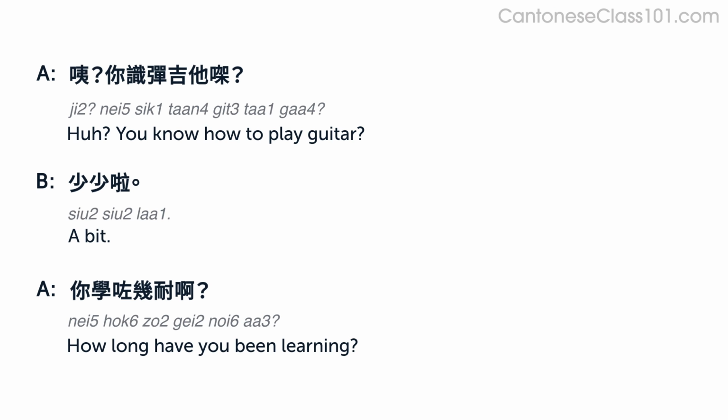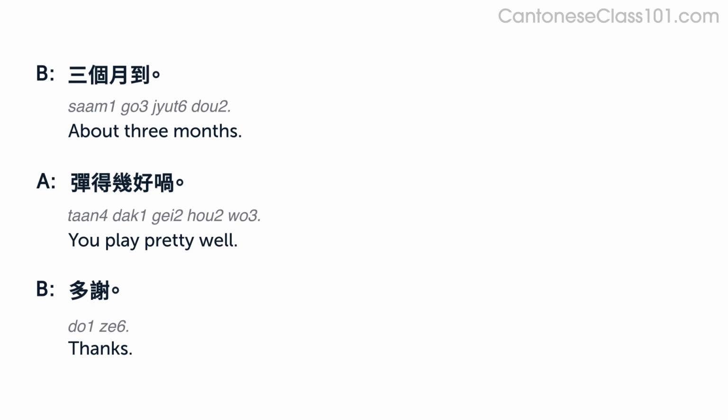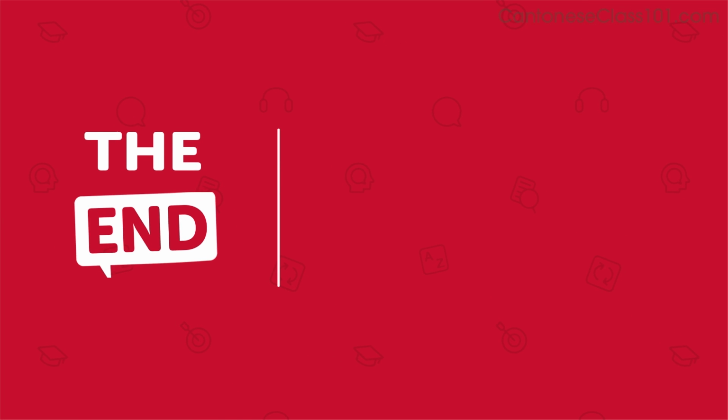咦，你識彈吉他㗎？ 少少啦。 你學咗幾耐啊？ 3個月到。 彈得幾好喎。 多謝。 This is the end of the lesson.